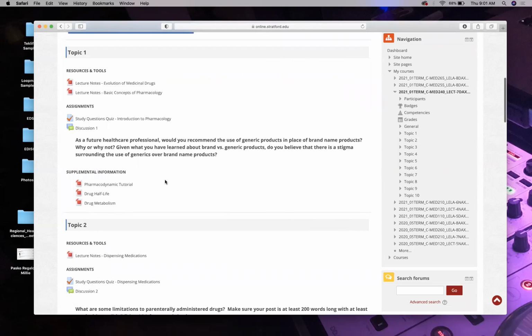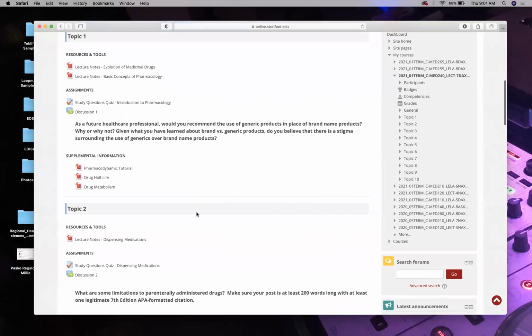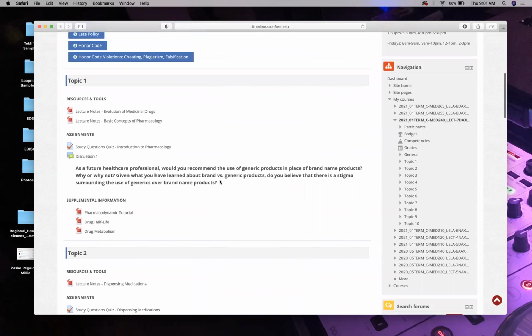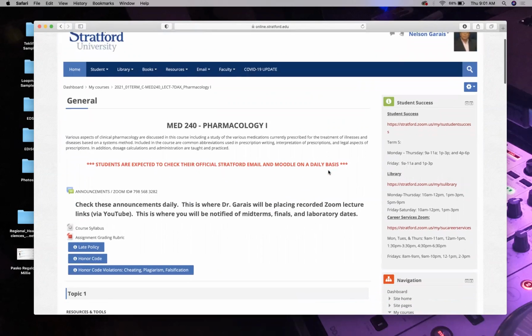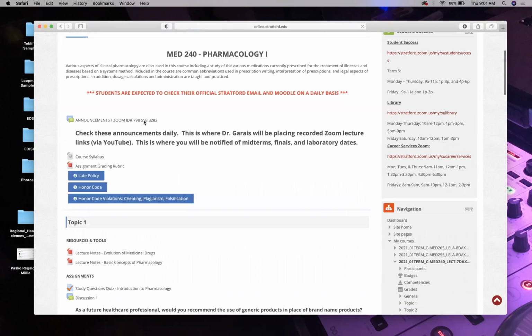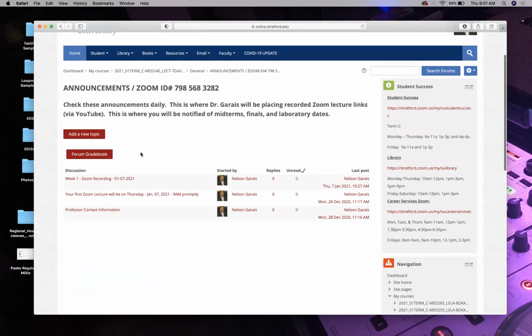What is due today? Of course, your discussion 1 and your quiz 1. And at least one of you was reporting that there may be a little glitch, but remember, when you're taking an exam and there's a glitch, either text me up here or my cell phone, or email me. And remember, all my information is here in announcements, right down here in professor contact information. Okay, so let's get on with the show.